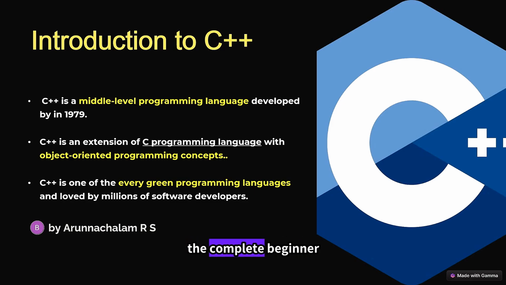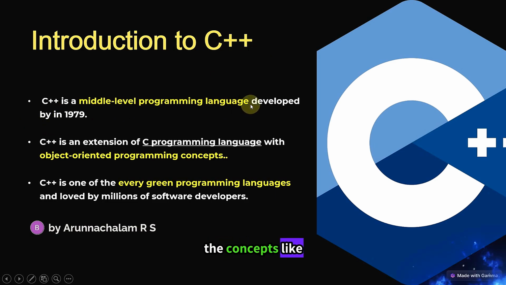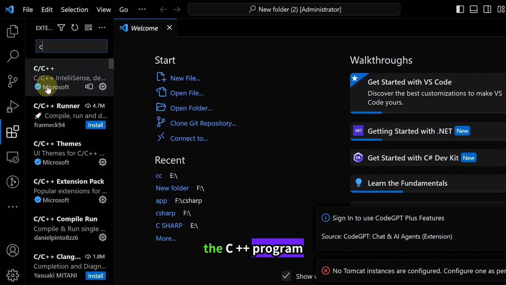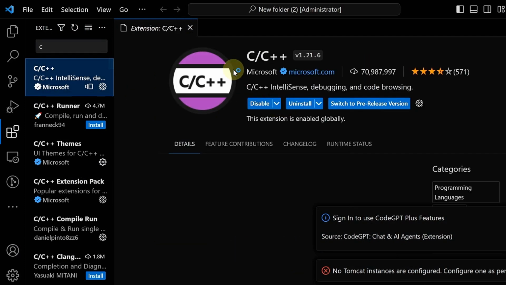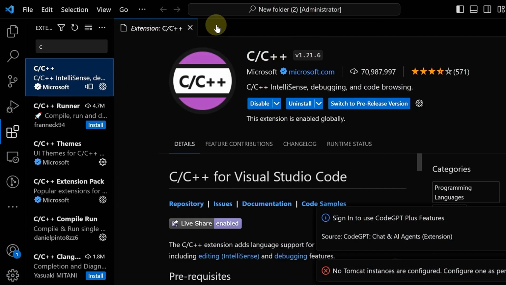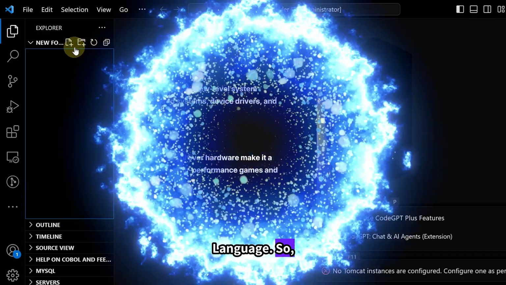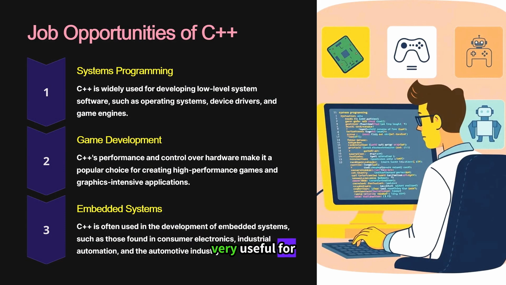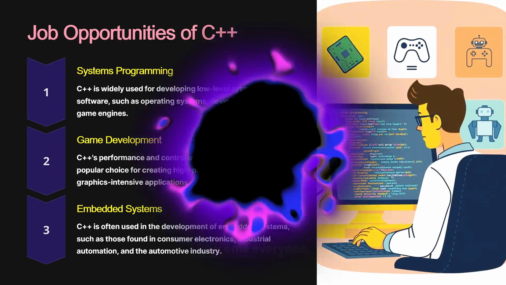Welcome everyone to the complete beginner course of C++ programming language. This course consists of different classes. We are going to discuss concepts like how to run the C++ program in Visual Studio Code, variables, data types, loops, array, object-oriented concept in C++ programming language. So this course is very useful for the beginners who are trying to learn C++ for the first time. So let's get started.